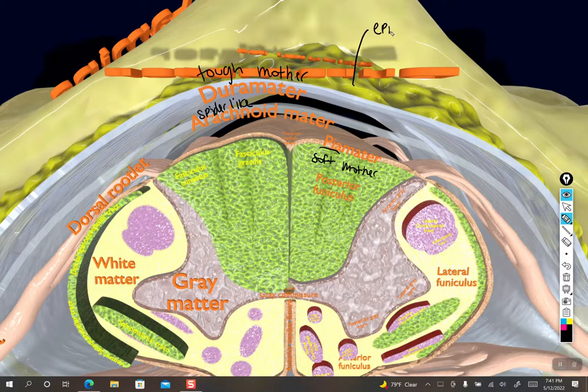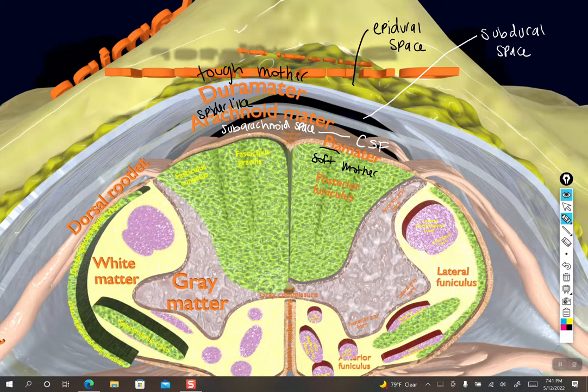Between the dura mater and the arachnoid mater is the subdural space. Underneath the arachnoid mater, and I'm just going to go ahead and write it in here, is the subarachnoid space. And that's filled with cerebrospinal fluid. And then the pia mater actually touches the surface of the nervous tissue itself.